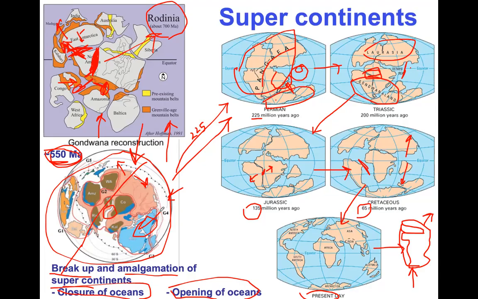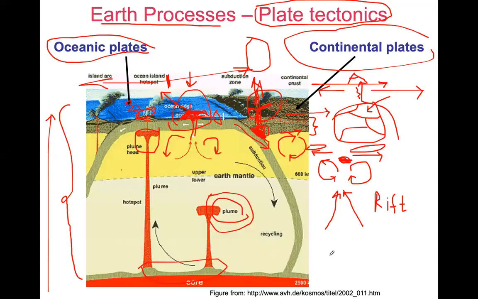Right, now let's see the current configuration of our planet. So now we are in a shape like this, right? So we are in a situation like this. This is the continental configuration currently we have. So we have oceans and we have continents, right? So as I mentioned before, all these oceans and continents are connected like this.